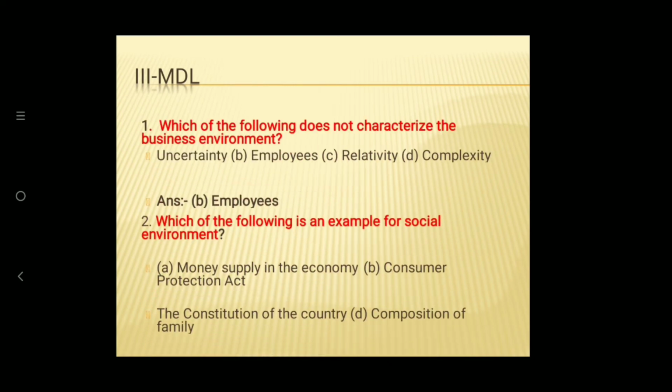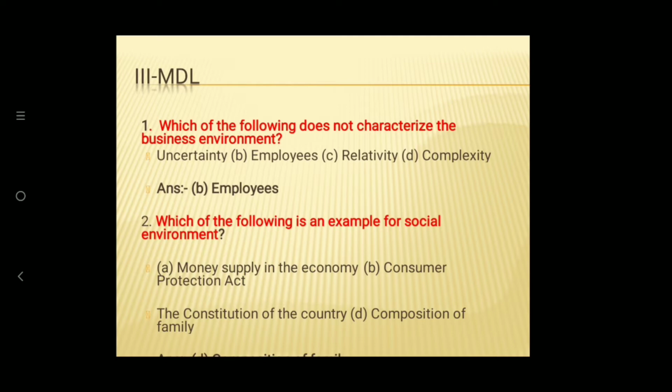Next, third model, business environment. First question, which of the following does not characterize the business environment? Option A, uncertainty, option B, employees, option C, relativity, option D, complexity. Answer, option B, employees.